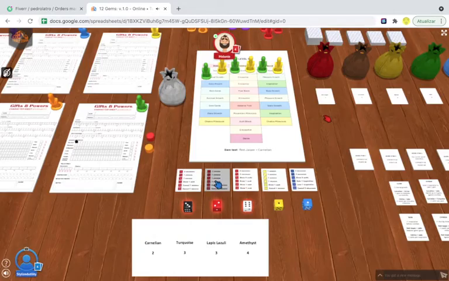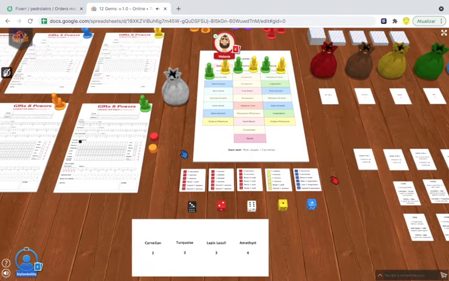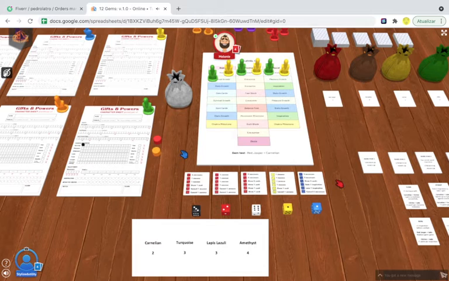Okay, so you have one success plus one success and draw a card. So it's two successes or drawing one card. Which do you choose? I'm gonna draw.